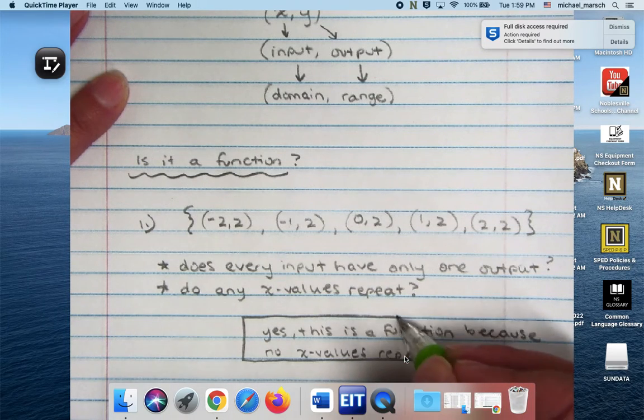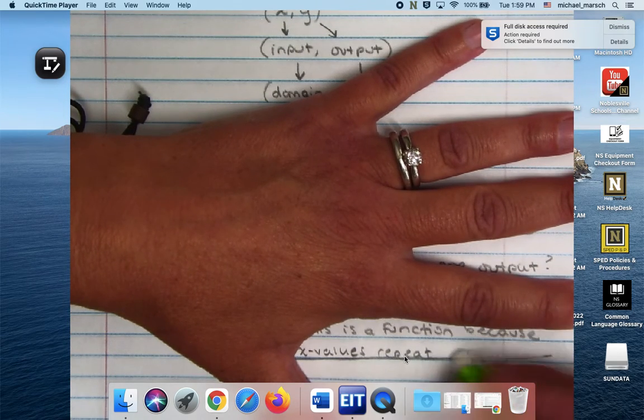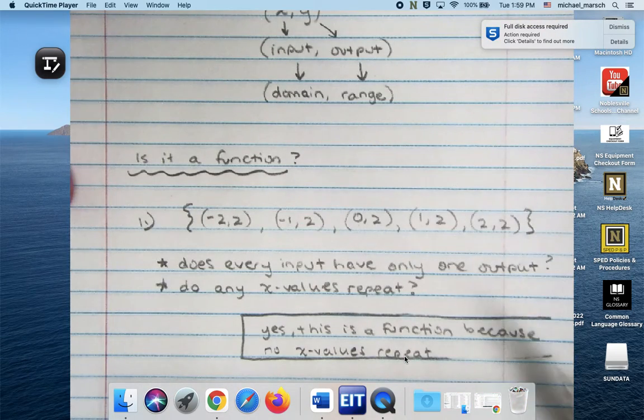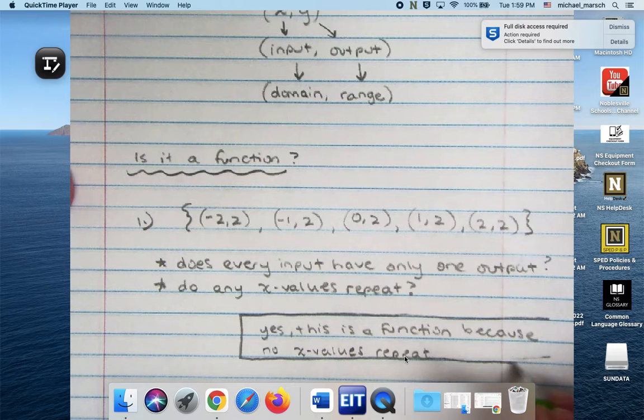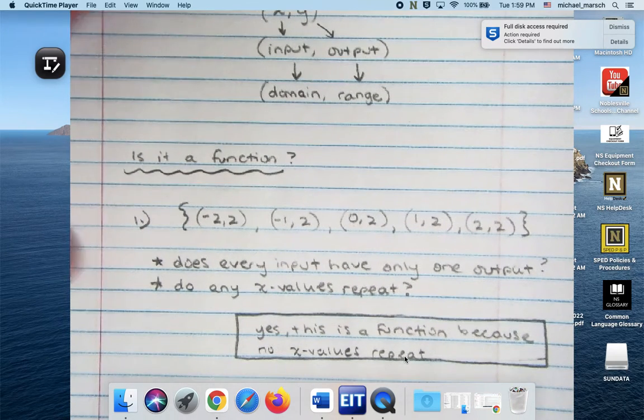All of my y values repeat, and you're probably thinking that's weird, but that doesn't matter. We're going to kind of be ignoring the y values here for a bit. They don't help us determine, bless you, if something is a function or not.